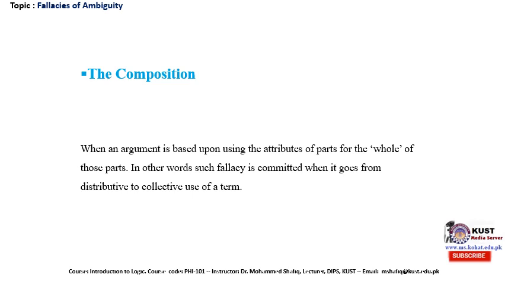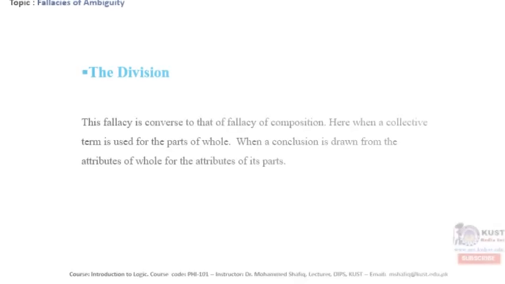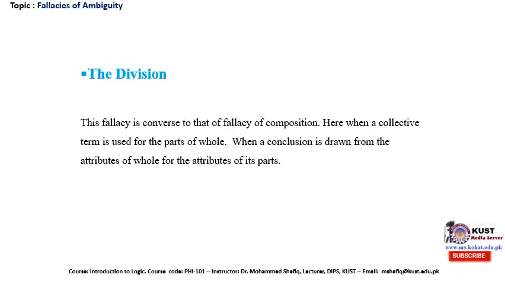Moving on to number 5, division. Now, if you have understood the fallacy of composition, it is very easy to understand fallacy of division. It is the converse of the fallacy of composition. This fallacy is converse to the fallacy of composition. Here, when a collective term is used for the parts of a whole, then a conclusion is drawn from the attributes of the whole for the attributes of its parts.